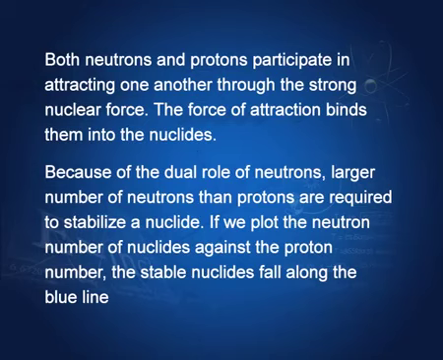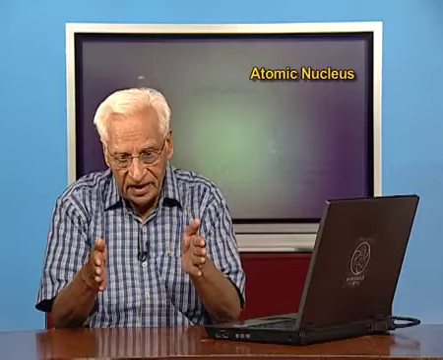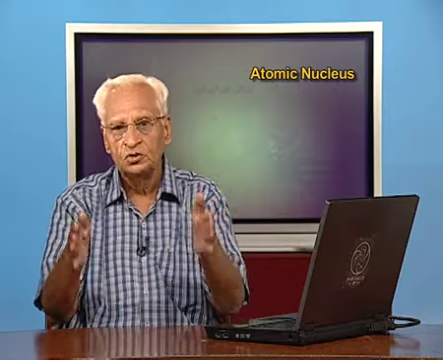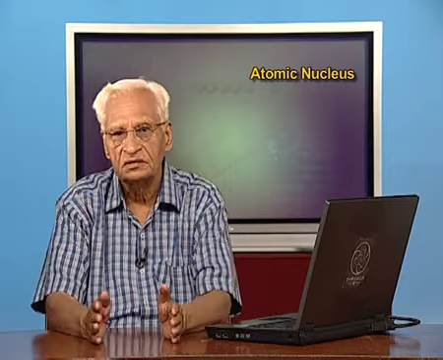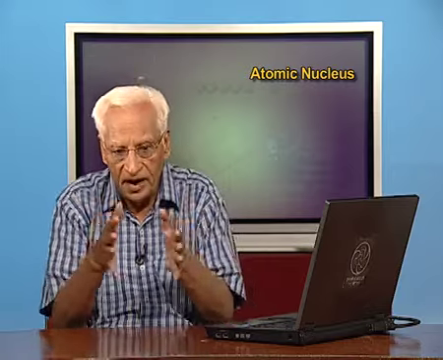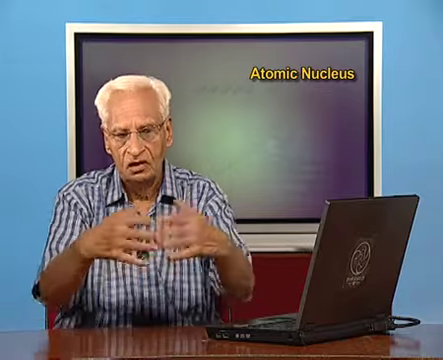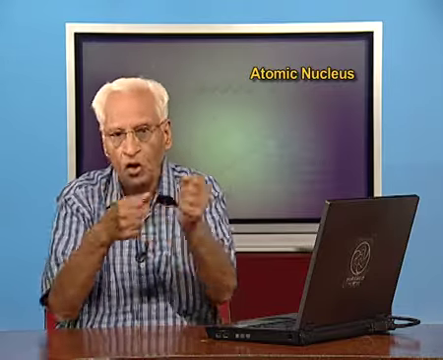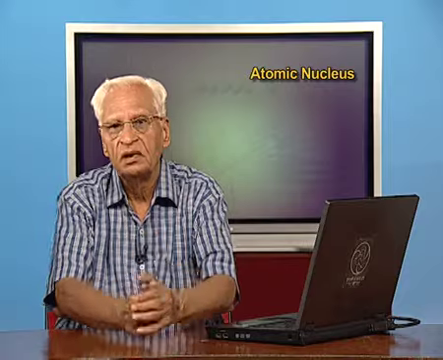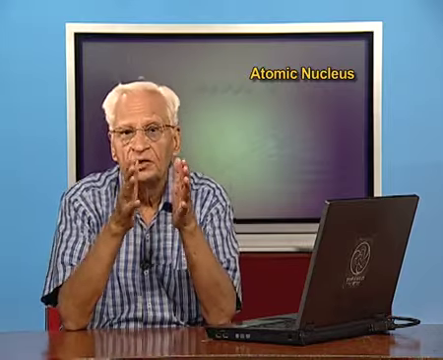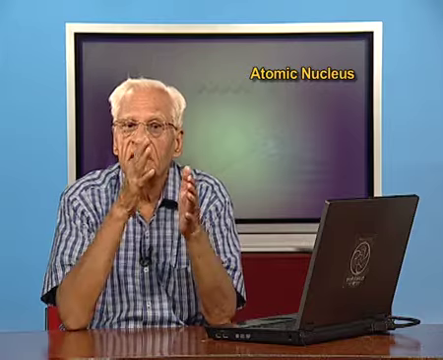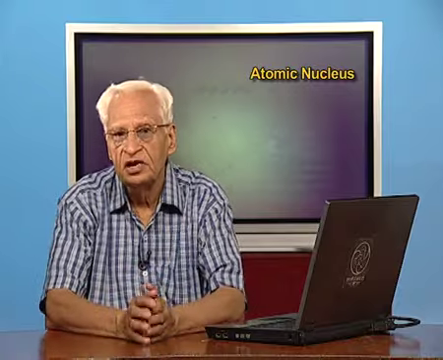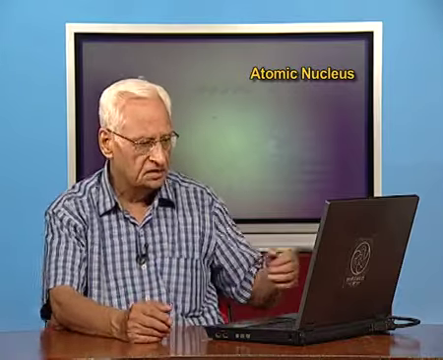What is the dual role of neutrons? One, they come in between the protons and increase the distance between the protons, so that the repulsion is reduced. And second, they provide the nuclear force, so that all the nucleons can forge bonds between them and become a stable nucleus. So, neutrons have a dual role, and therefore you need a larger number of neutrons than protons to make a nuclide stable.